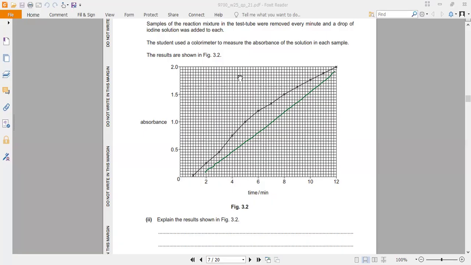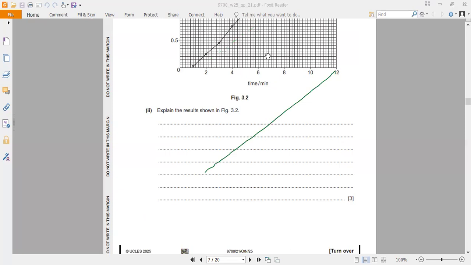So we have to explain these results in figure 3.2. So let me write it down over the given space.